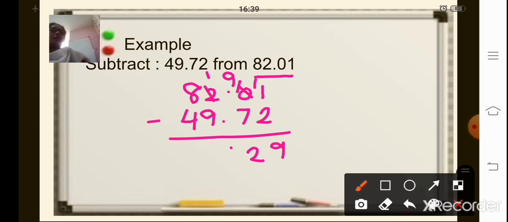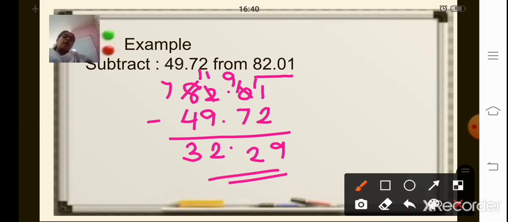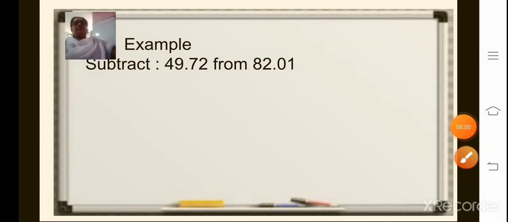Now 1 is smaller than 9. So borrow from here. Now 11 minus 9 is 2. And 7 minus 4 is 3. So your answer is 32.29.